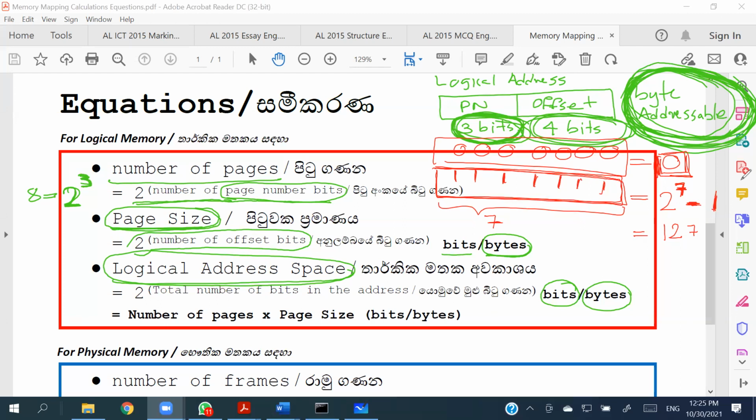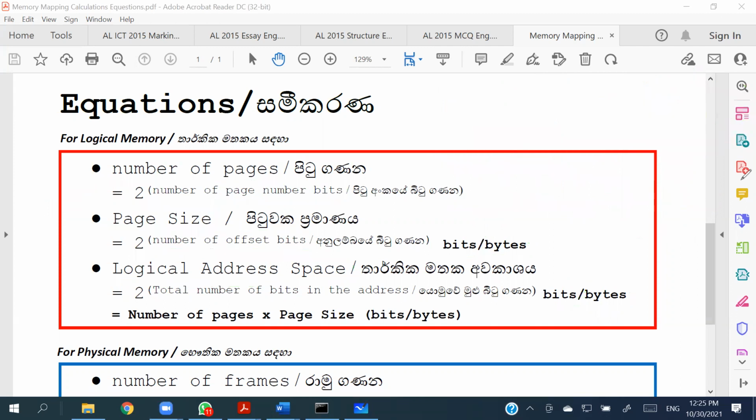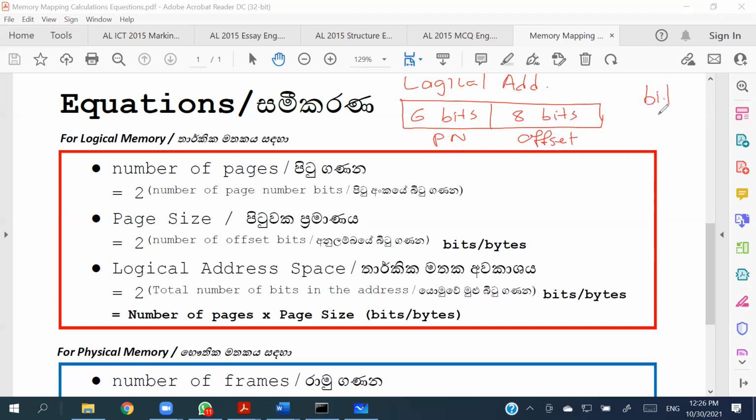I'm going to clean this. Now here I'm going to give you one. This is a logical address again, and this logical address has 6 bits in the page number and 8 bits in the offset. And this is a bit addressable memory, logical memory. How many pages are there?